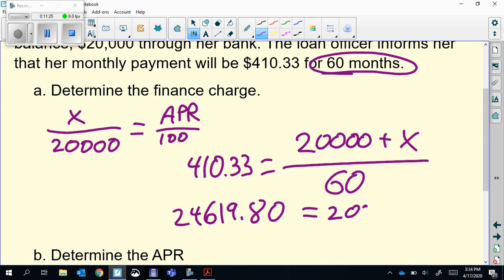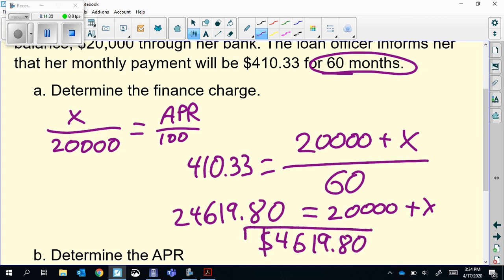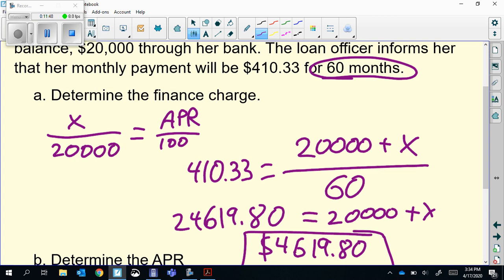So that equals the 20,000 plus X, which means that subtracting the 20,000, the finance charge is $4,619.80. That's how much it costs to have that loan instead of paying cash. So now we have all of this. Now we actually know this 4,600, that was X, which goes into this part of our formula, which we wrote down to begin with. Oh, I didn't mean to write APR there. That's the table value, not the APR value.